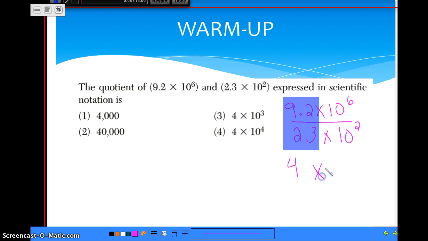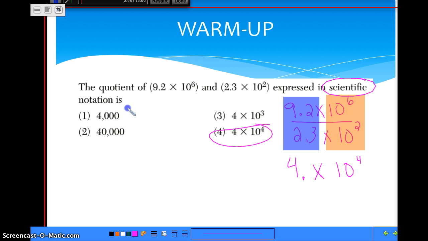Drop down my times, and now notice that these guys have the same base. So 10 to the 6 divided by 10 squared would be 10, and when you divide same bases, you subtract the exponent. So 6 minus 2 is 4. The decimal point's right here, so that is correctly written in scientific notation, and the final answer is 4 times 10 to the 4th. Choice 4.